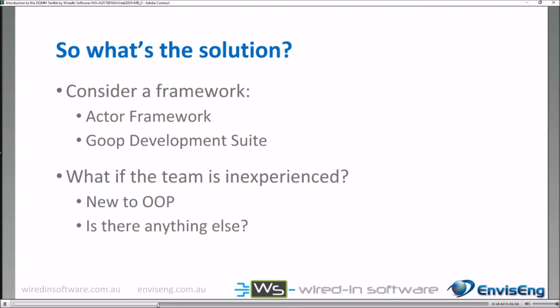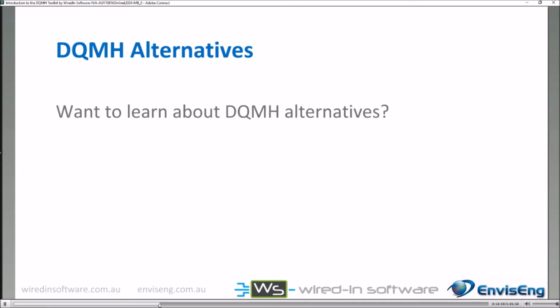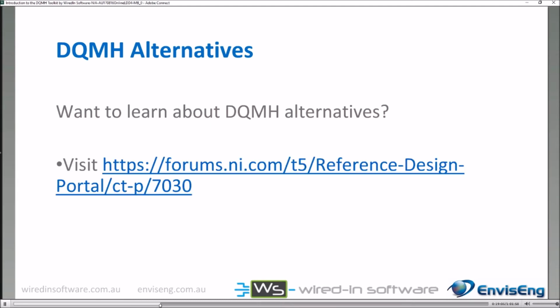Is there anything else? Well, yes, that's when Wired discovered there's this thing called Delacor Queued Message Handler. So I just want to point out that there are some alternatives out there. This is just one that Wired's used, and we've used it to great effect, and we're really pleased with it. But if you want to learn more, jump on the NI website and search for Reference Design Portal, and there's a heap of content there, and other people are putting up their own frameworks, and certain frameworks suited to certain applications. So this is just one that we use and we like to use.